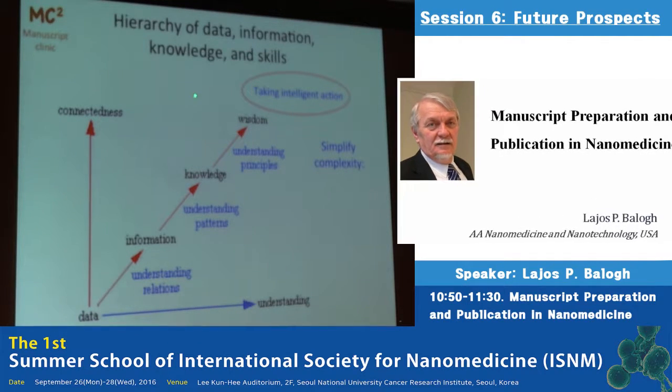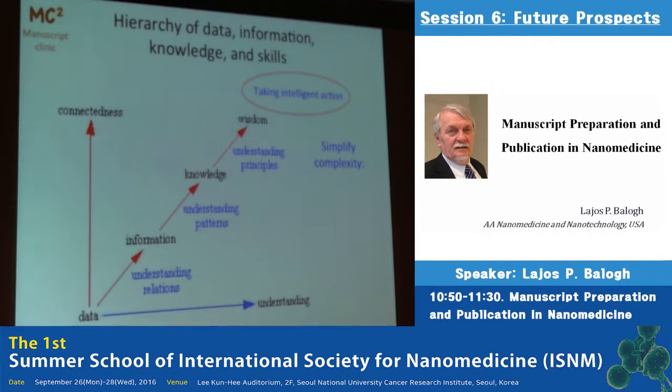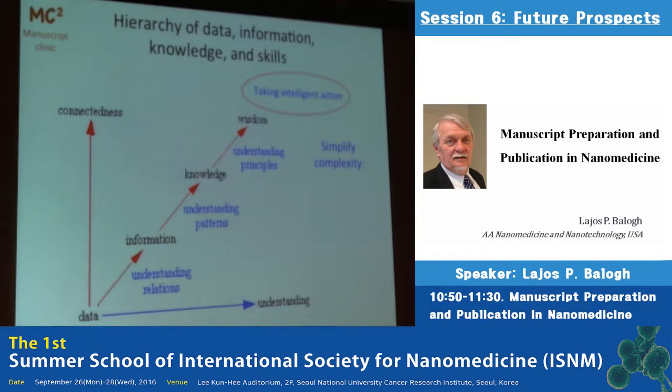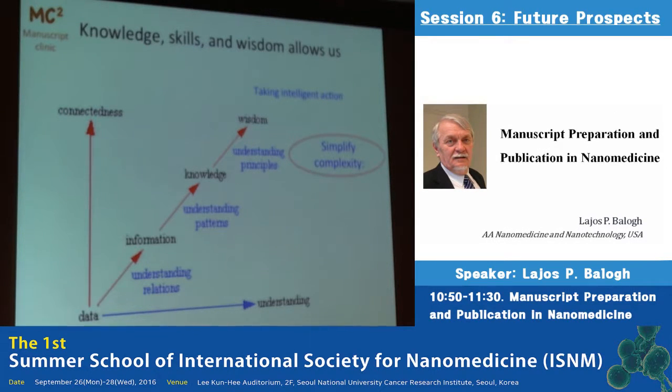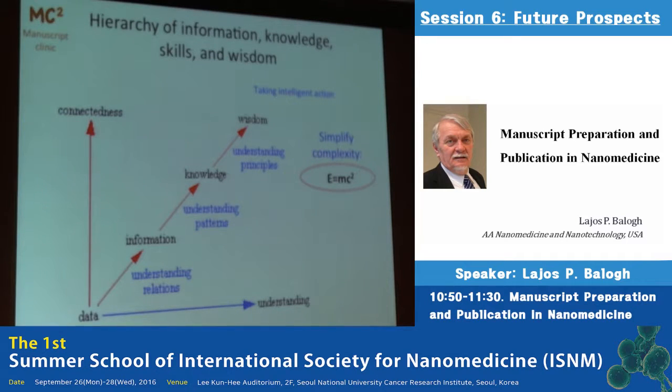Taking intelligent actions allows you to simplify complexity. Could it be more simple? I don't think so. Actually, that's why I started a new manuscript in a company. That's why I chose E equals MC squared for it. Could not be more simple. But how hard was the road to that? To simplify that knowledge, and then if you go back to relativity theory and go back to the details and the measurements and the data and the pieces of information, it gets worse and worse.